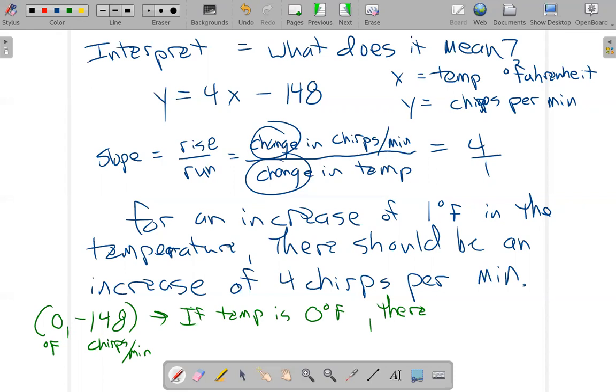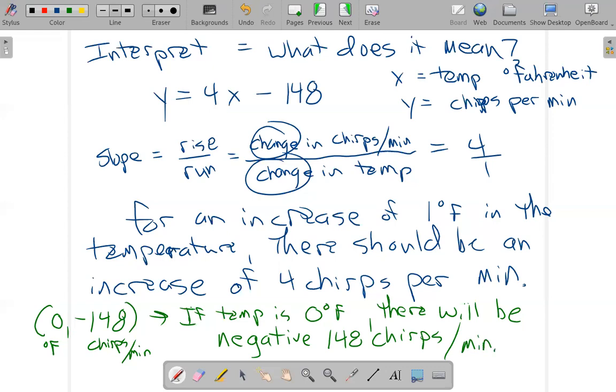I'm going to write it and then I'll talk about it. There will be negative, a loss of 148 chirps per minute. That's weird. Okay, I'm just going to write it. It's weird. It doesn't make sense, but it is. There will be negative 148 chirps per minute. All right, what's the point of this here? Well, sometimes the y-intercept is just needed to get things to work out. But when we try to say what it means in reality, it's nonsense.